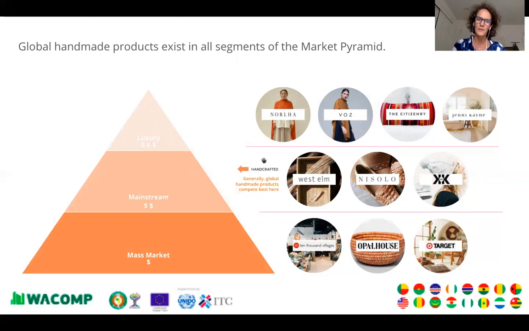Where do you think you are positioned on this market pyramid? Don't worry if you're not sure. Through this program, we can do more research and discuss where you are best positioned.